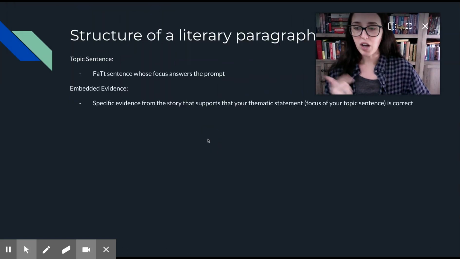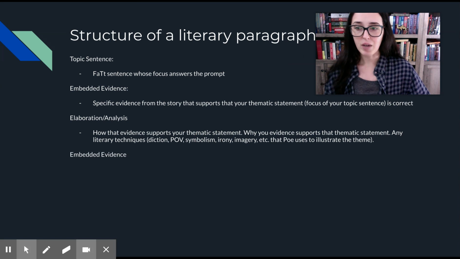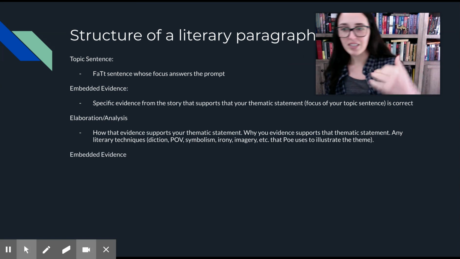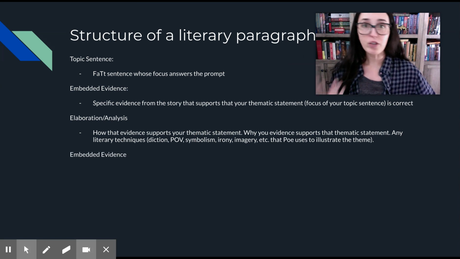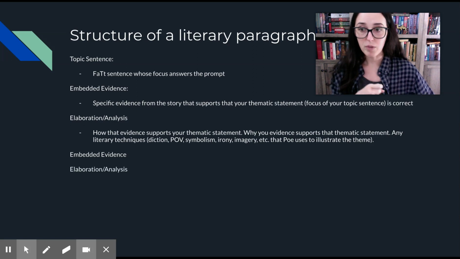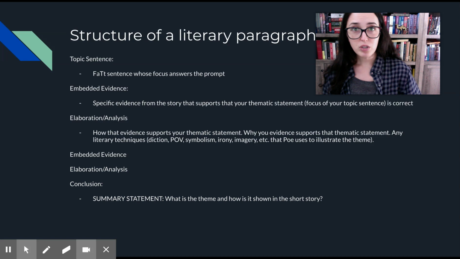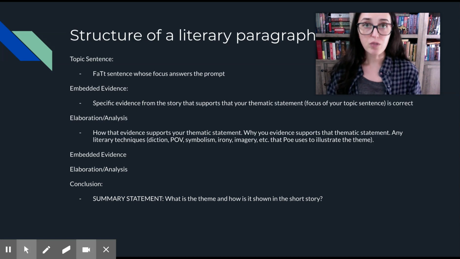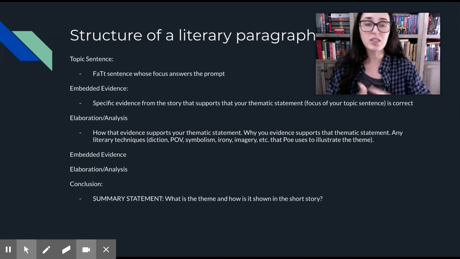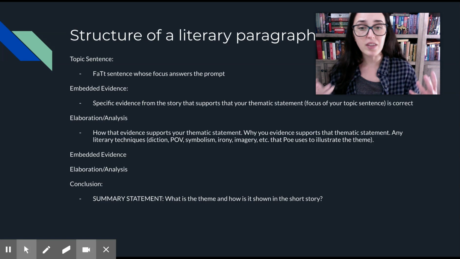So again, we've got over all of these different elements, right? Topic sentence, embedded evidence, elaboration, and analysis. And then you repeat that with a second quote for embedded evidence, elaboration, and analysis, and then your conclusion. Your conclusion should be about 2 sentences long. The first is your summary statement. What is a summary of your argument and how is it proven in the text?